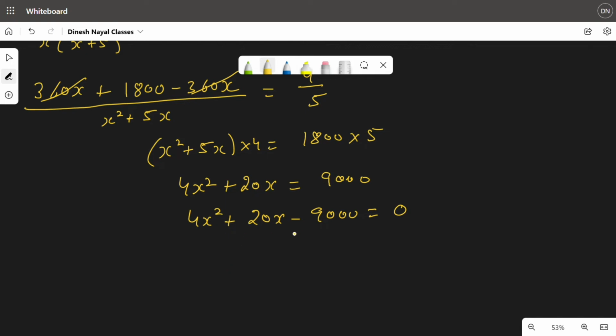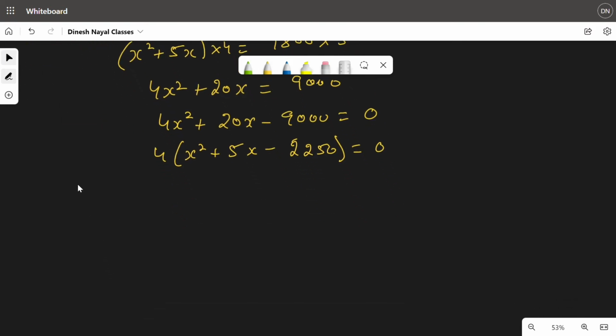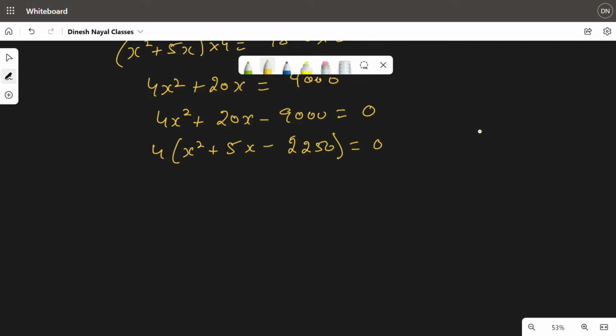What we can do is take 4 common. So this will be x square plus 5x minus 9000 by 4 is 2250, equals 0. We can just simply take 4 to that side and that will be 0. So our quadratic equation will be x square plus 5x minus 2250 equals 0. We can do the middle term splitting of this. The product should be minus 2250. So let's start factorizing 2250.